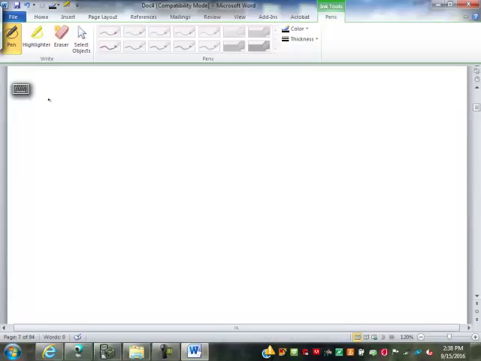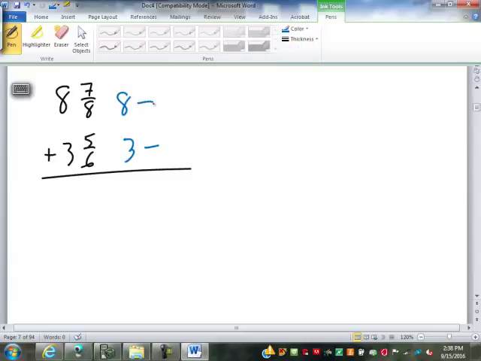So it gets a little more complicated than that. If you haven't learned by now, I always make it worse. So let's take 8 and 7/8 plus 3 and 5/6. Still need your common denominator. What's it going to be? 24 will do it.